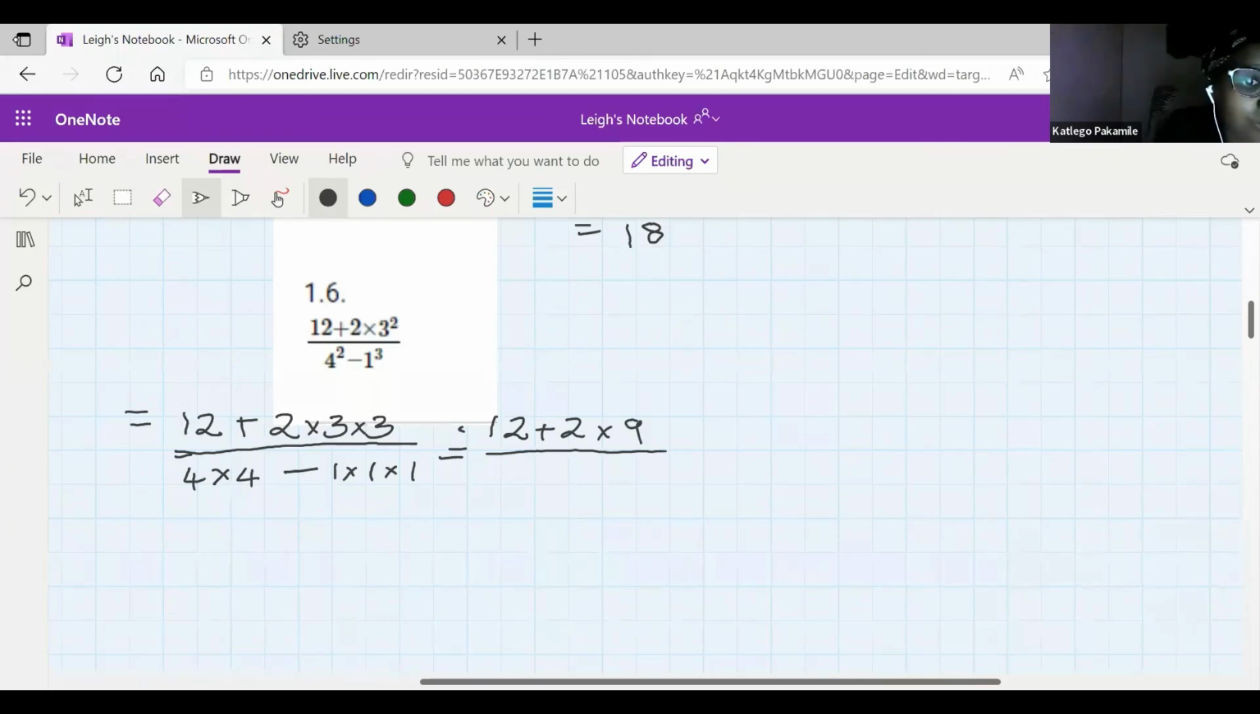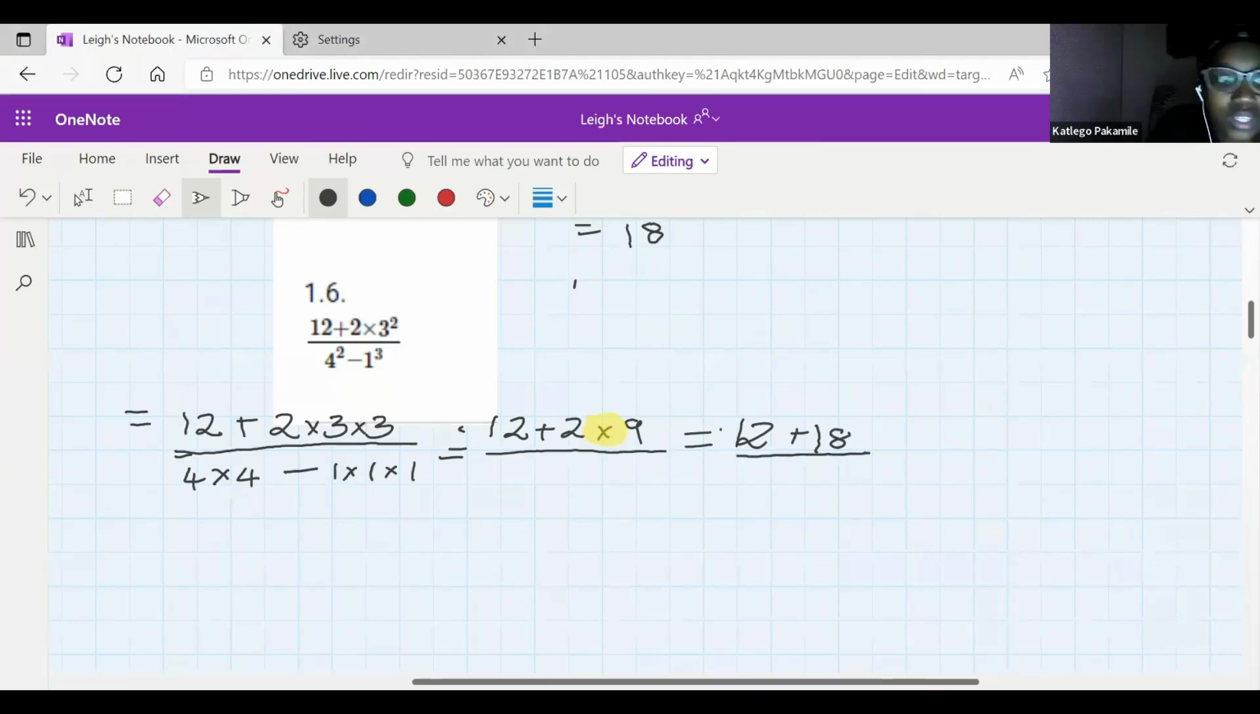Why did you plus before you multiplied? Remember, we still have a multiplication, so you first have to multiply. What's 2 times 9? 18. 18, right? So at the top, we have 12 plus 18.